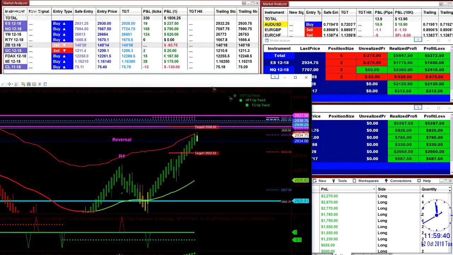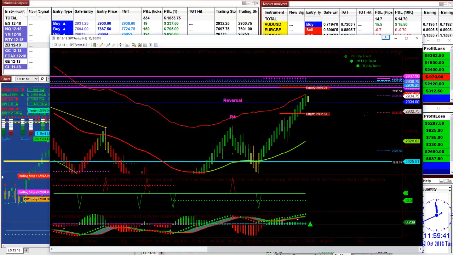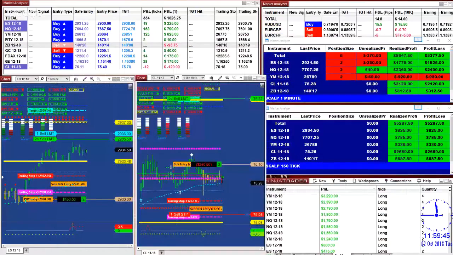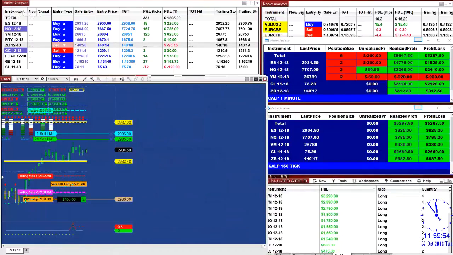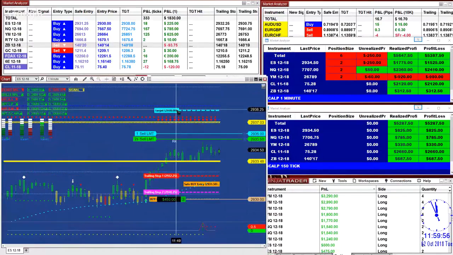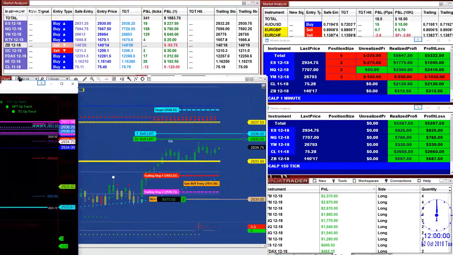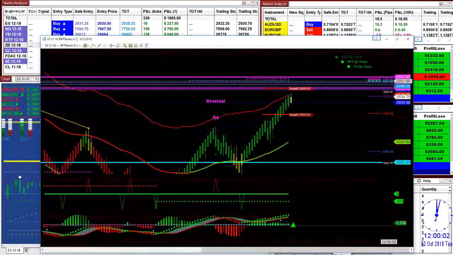Here is the story, guys, on the ES. The auto trade wanted to climb all the way to 29.38. The auto trade is right there. I'm not sure we're going to get that number right now.